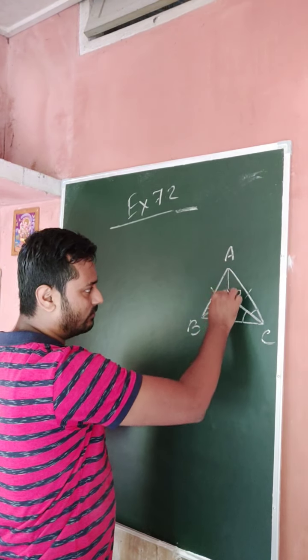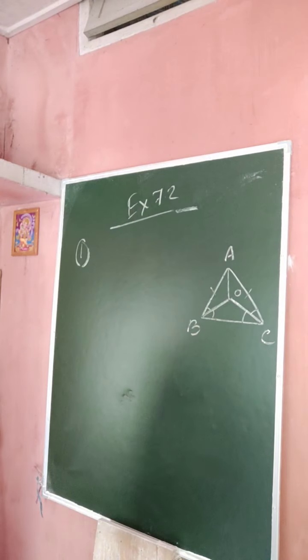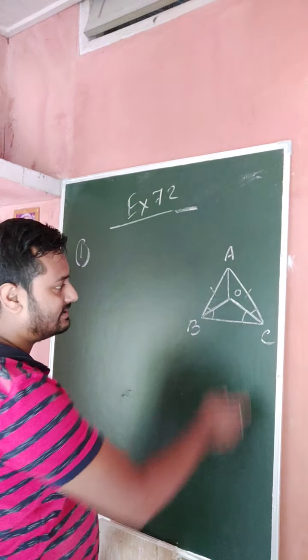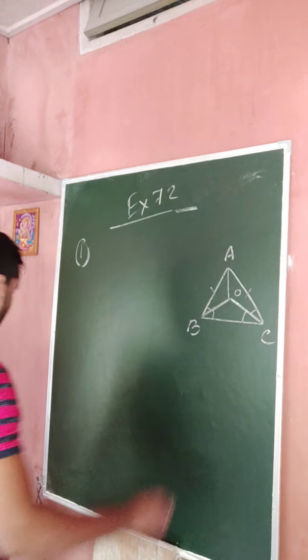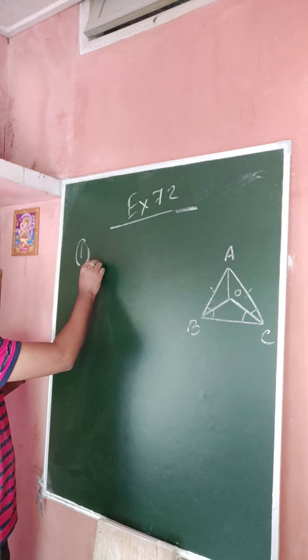Now join AO. Okay. So first thing we have to prove that OB is equal to OC, and the second one we have to prove that AO bisects angle A. So you have to write these things.